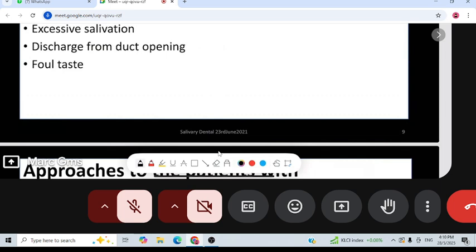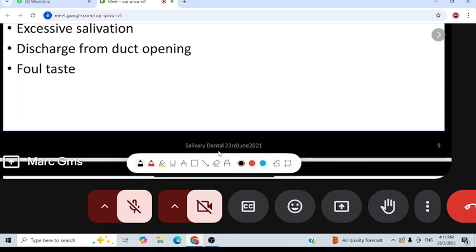So salivary. Now we are coming to the clinical symptoms part of it. When there is a swelling, it's either from the major or the minor salivary gland in the oral cavity. These are the symptoms. You can have pain on swallowing, dryness of the oral cavity, or excessive salivation, discharge from the duct opening, and foul smelling discharge. Okay, next.